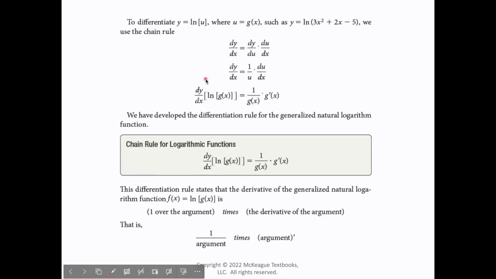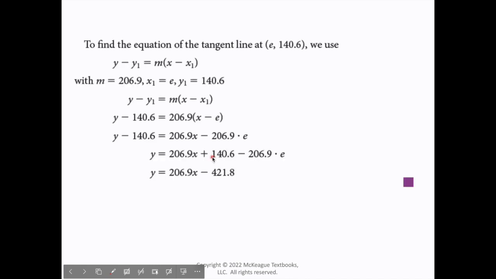Now let's look at what happens when you have an inner function. So when you use the chain rule with the log function, if this was just x like we saw at the beginning, then this would just be 1 over x. If you have a function inside that's not x, then you're going to write 1 over whatever this inner function is here, and then multiply it by the derivative of that inner function. And this is where you would use the chain rule. Now, this works for any log function. In fact, we don't even really need that first equation. Let's go back up and look.